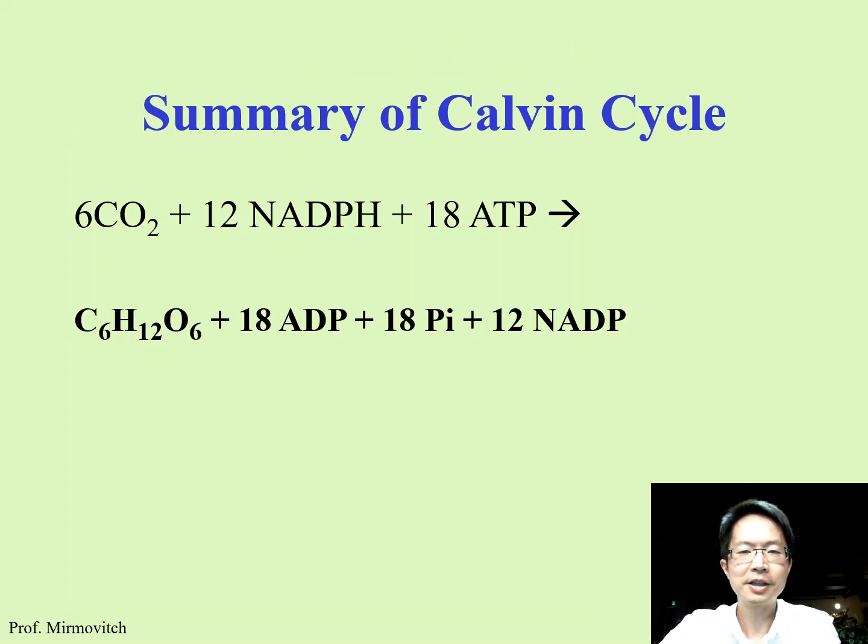Okay, this is the summary of the Calvin cycle. If we have 6 carbon dioxide, what do we get? We mentioned previously we need 12 NADPH and 18 ATP. Okay, this slide is correct, 18 ATP. So that will generate the carbohydrate C6H12O6.